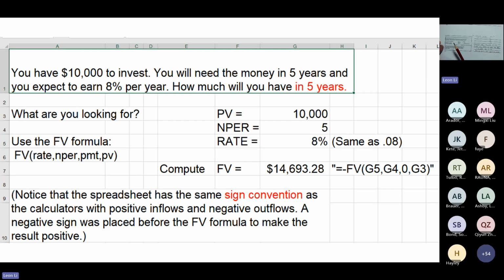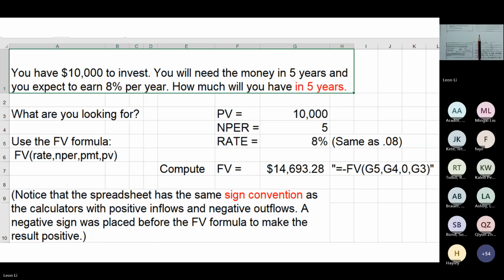And you can see in Excel, we just have the input variables PV, NPER, and RATE. We use a future value formula. Please note, when you use Excel, you have to follow the order. The first variable, G5, is our rate. The second is G4, the number of periods. PMT is 0, and finally G3 is our present value. You have to follow the order.